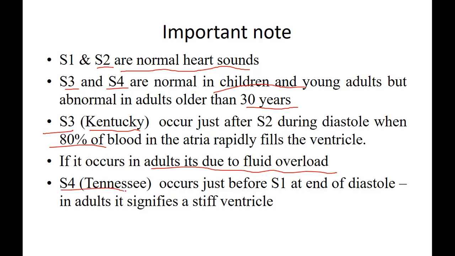Then S4, the Tennessee sound, occurs just before S1, meaning right at the end of diastole, just before you go into systole, before these atrioventricular valves close, then you have an S4. This one occurs in adults that have a stiff ventricle. For example, those that have cardiomyopathies might have an S4 sound when the ventricle is stiff.